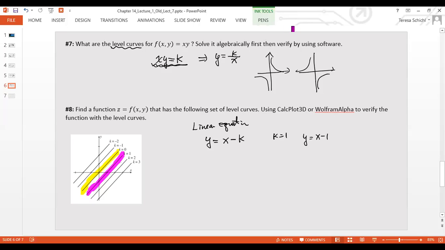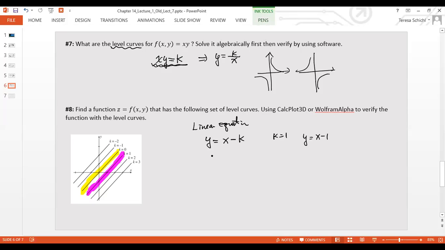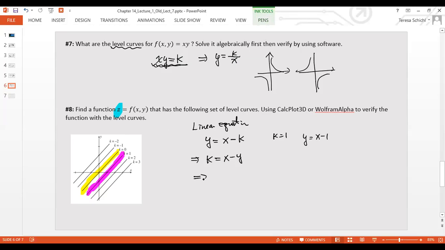So this is how the level curve looks. Then I can change these ones here: k is equal to x minus y, right? So we said the level curve is where you set the z value to a constant, correct? So now what is my function here? I know my z function, f of x, y, is what? It is x minus y, correct? All right, so that's it.